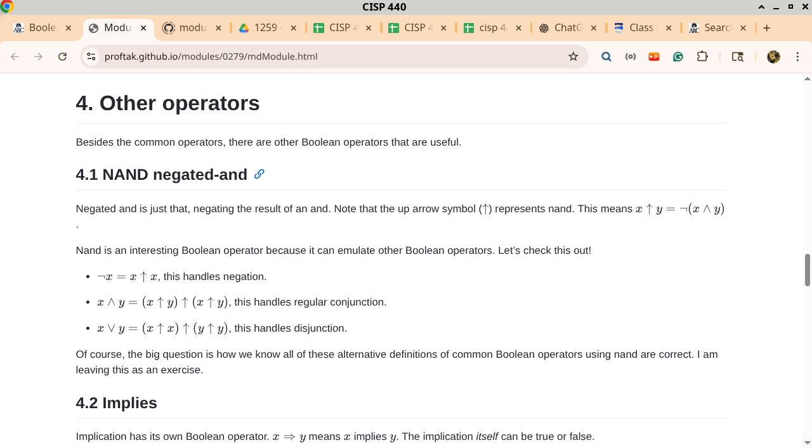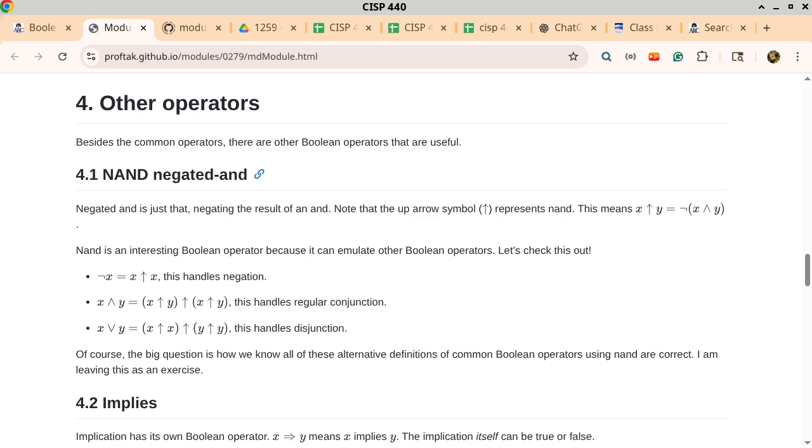This one is not particularly useful, but I just want to introduce it because it is kind of cool. This is called a NAND operator. It's usually represented by an up arrow like this. So this is X NAND Y. The definition of NAND is right here. X NAND Y is the negation of X and Y, because the word NAND stands for negated AND.